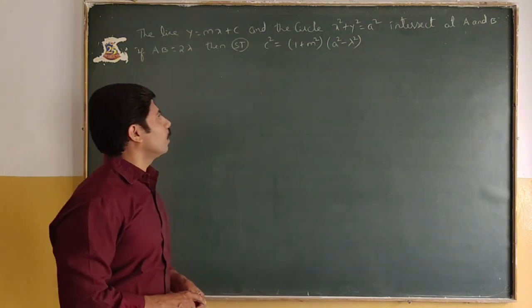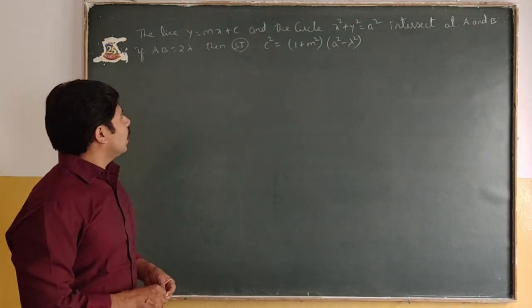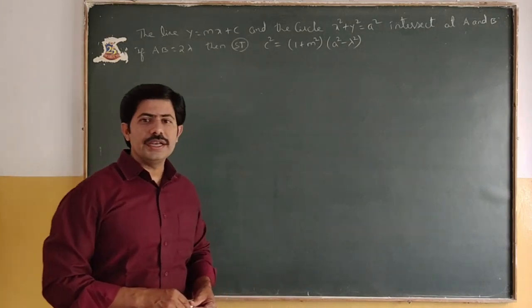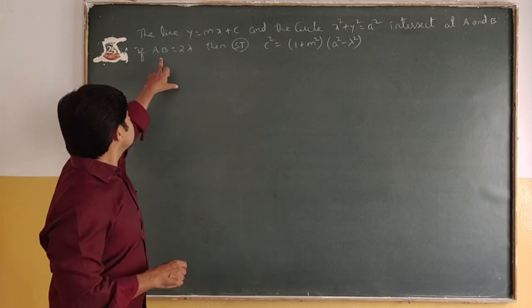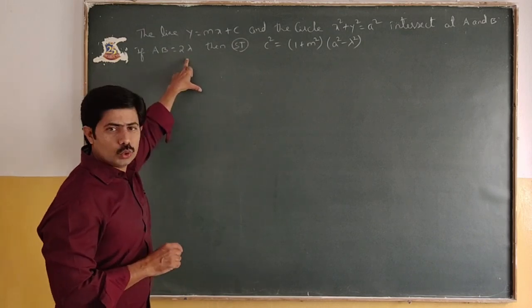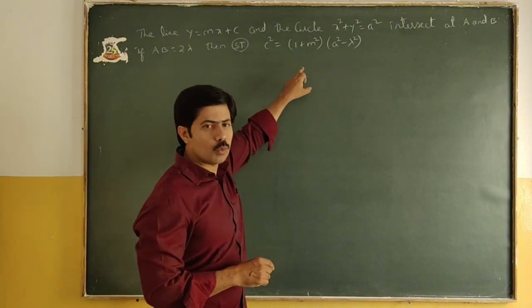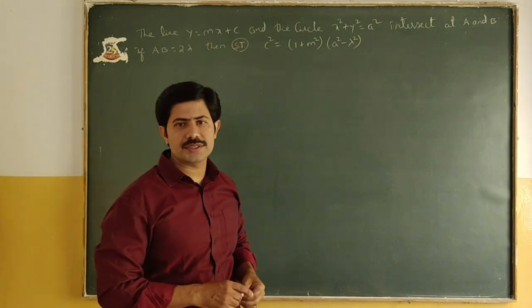The next problem is: the line y = mx + c and the circle x² + y² = a² intersect at A and B. The condition given is AB = 2λ. Show that c² = (1 + m²)(a² − λ²).